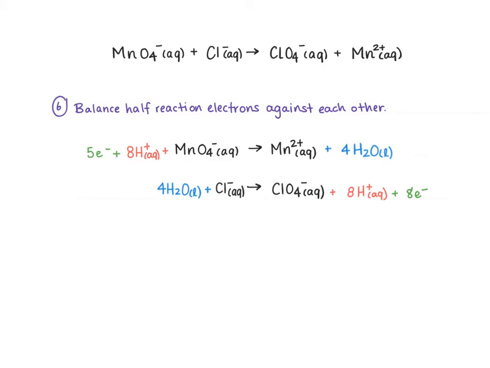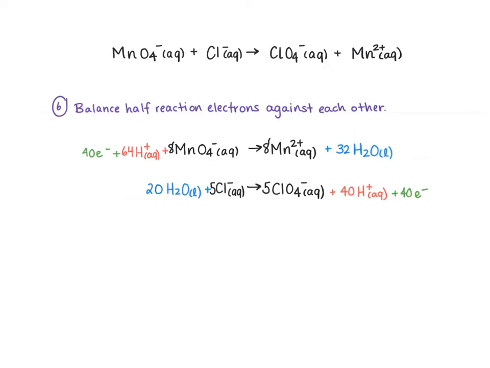Our final step before we put everything together is to balance the half reaction electrons against each other. So in our first half reaction, we gain 5 electrons. In our second, we lose 8. The number of electrons lost must equal the number of electrons gained. So we need to multiply both reactions by whole numbers to get to the lowest common multiple. In this case, that's going to be 40. So we're going to multiply this reaction by 5 and multiply this reaction by 8.